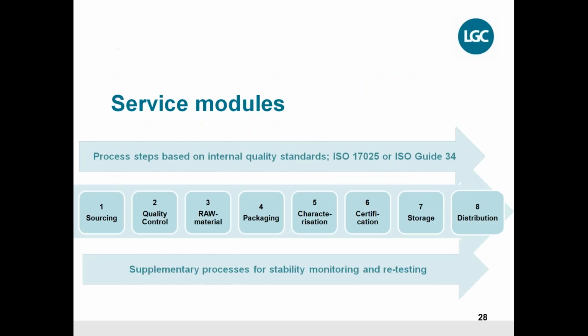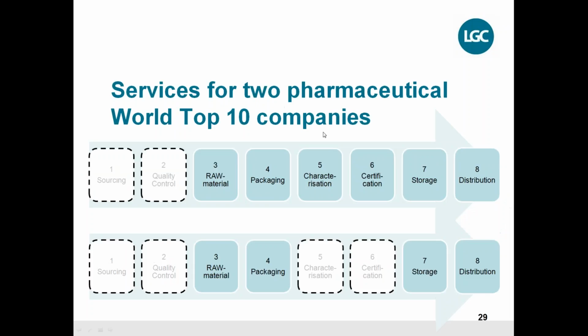A few words about the customized services that we have available. You see here the service modules that we can offer. These are the modules, the steps that you go through when you set up a reference standard. We go through that for our catalog products as well. But what we can also offer our customers, whenever they have problems in one of these modules, for example a bottleneck, is that service as a customized one apart from the catalog products. We do services for top 10 companies from the United States, for example.